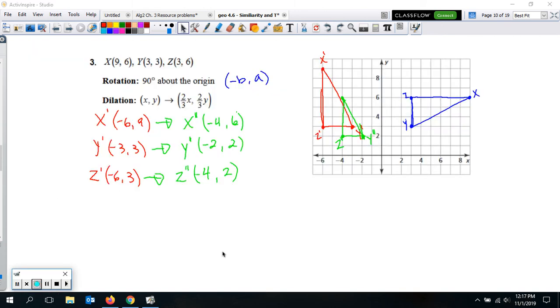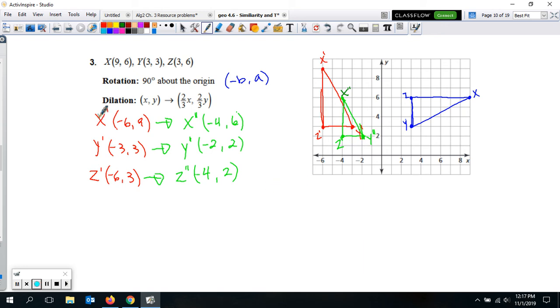So no, I guess I must not put the x up there. That's the x double prime up there. I should probably put that. My green is going to be a little bit different, but there's our x double prime right there at negative 4 and 6. And then negative 2 and 2 is the y double prime. Negative 4 and 2 is our z double prime right there.